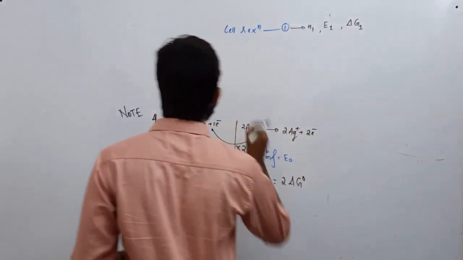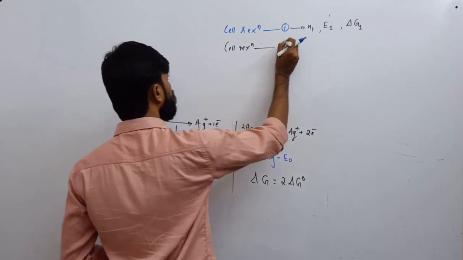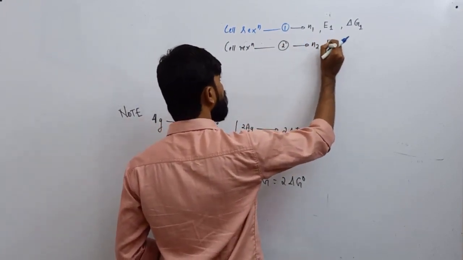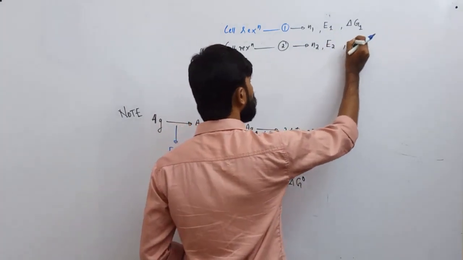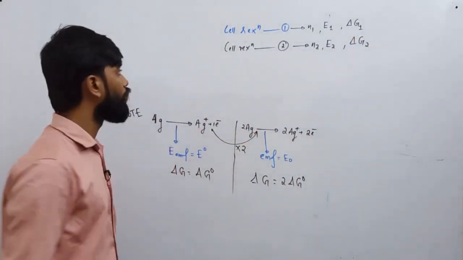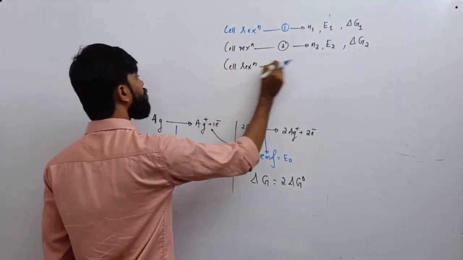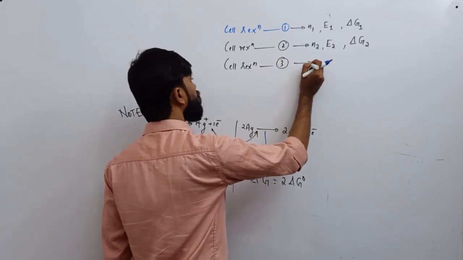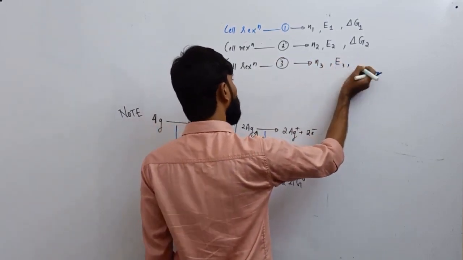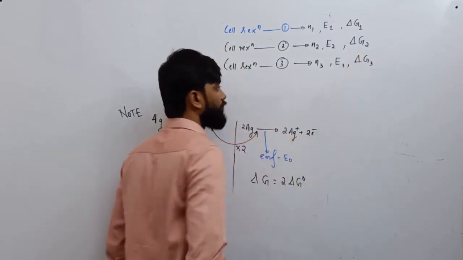Fine. I have one more cell reaction. Let it be cell reaction number 2, where the number of electrons involved in this cell reaction is N2, the EMF of this cell reaction is E2, and delta G of this cell reaction, let it be delta G2. And I have one more. Let it be cell reaction number 3, where the number of electrons involved is N3, the electrode potential is E3, and the free energy change is delta G3.